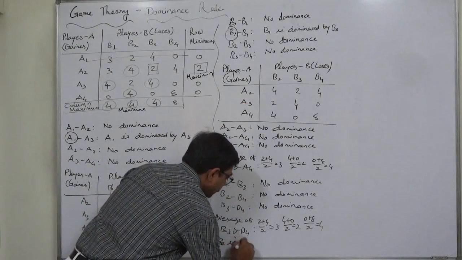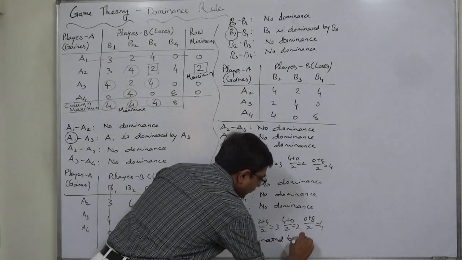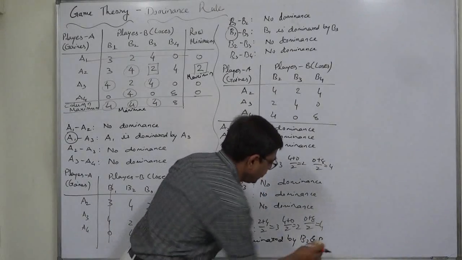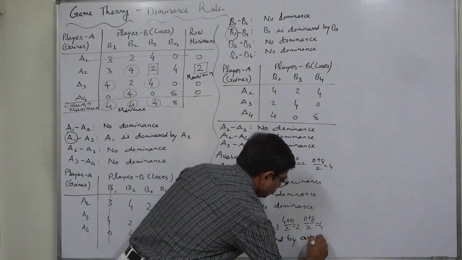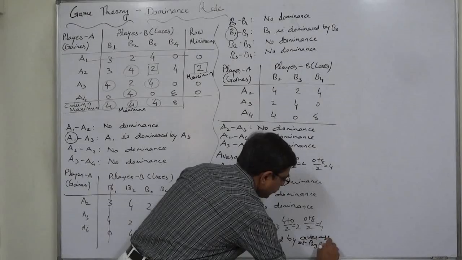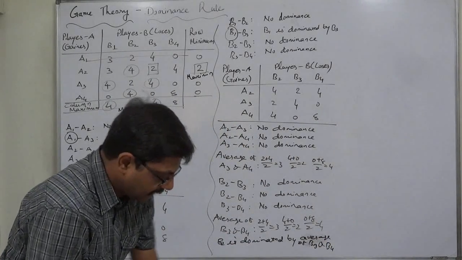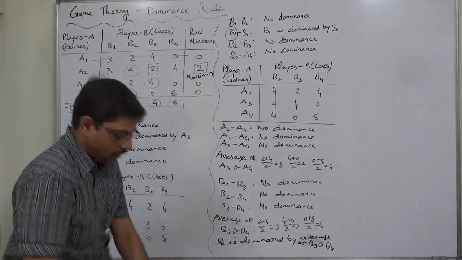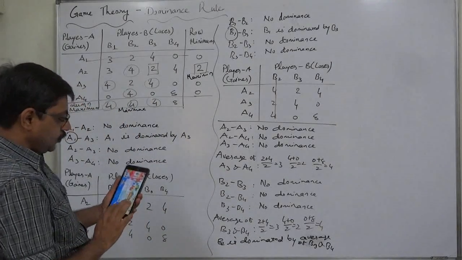B2 is dominated by the average of B3 and B4. On this ground, we can delete B2. Yes, on this ground we can delete B2.